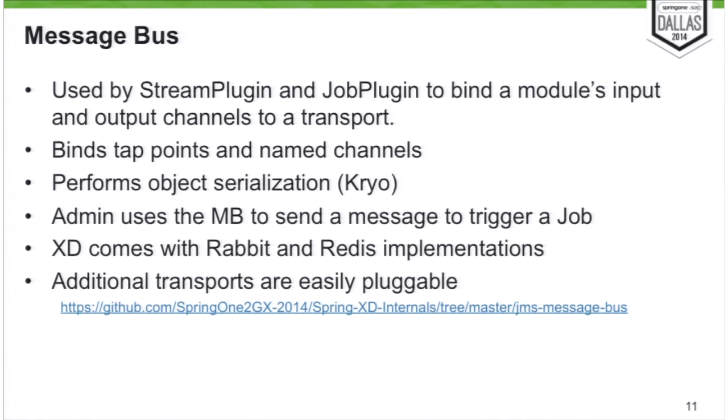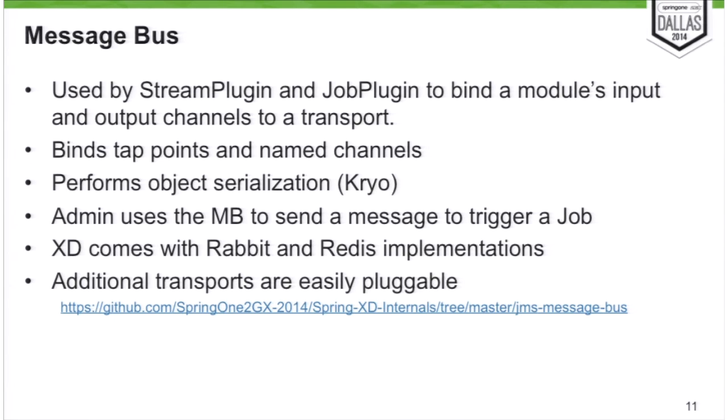Mention that the container obviously makes use of the message bus at runtime. The admin uses the message bus to launch a job. So if you say job launch on demand, you just want to launch this job right now, a batch job. The admin basically sends a message to the jobs channel that's waiting to hear, say, okay, I can start. So the message bus is a shared component by the admin and the containers.